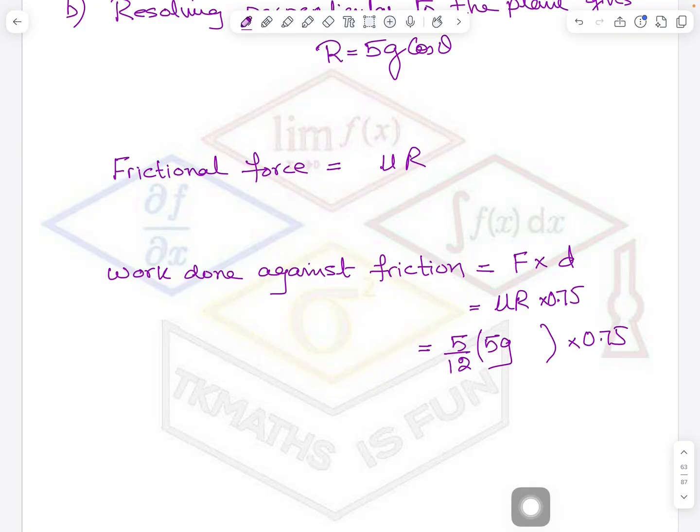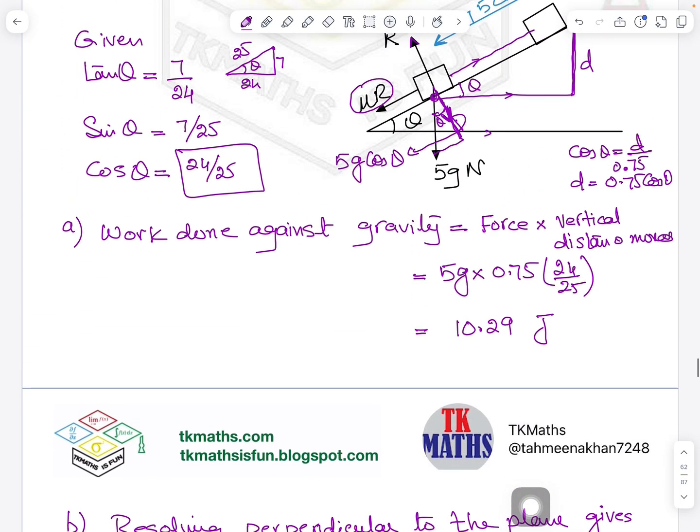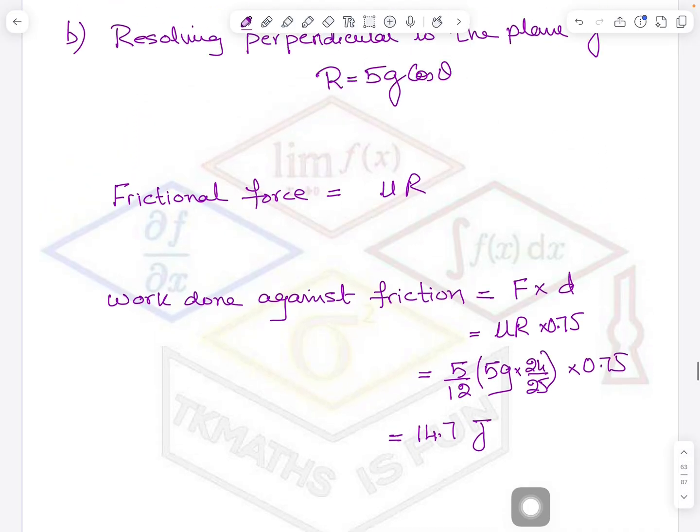And cos theta, you already know. Cos theta is what? It was given to us in the question, 24 divided by 25. Now pick up the calculator and you get the answer exactly what I am getting. It is 14.7 joules. Right. So with this we will end the video.